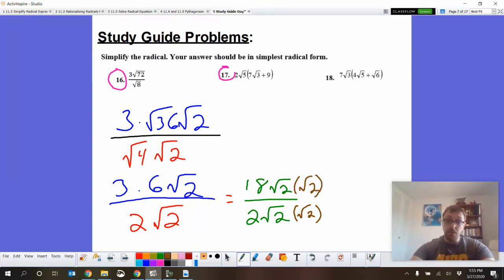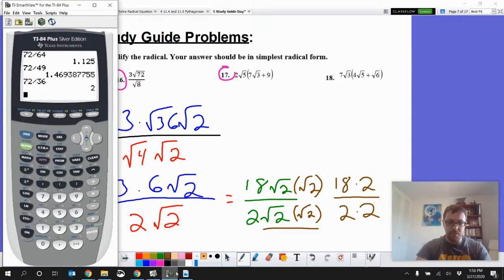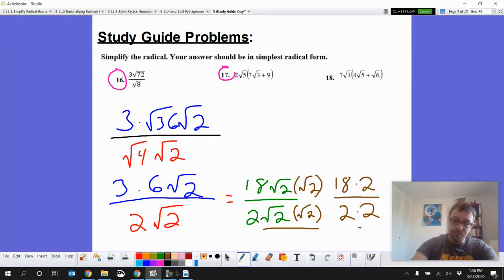Square root of 2 times the square root of 2, that's just 2, so on the top we got 18 times 2. And in the denominator, we've got the square root of 2 times the square root of 2. That also becomes a 2. So we've got a nice real answer there. At this point, I'm just going to type that into my calculator just to save a little time. We've got 18 times 2 divided by 4, which is 9. Sweet.